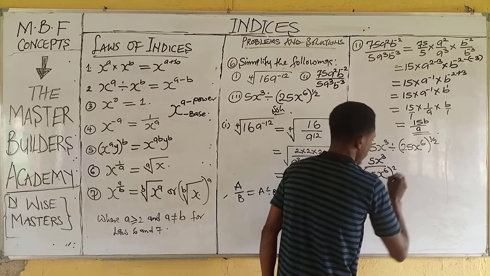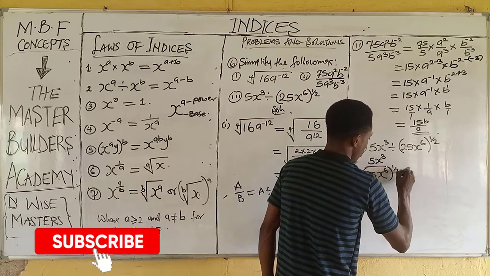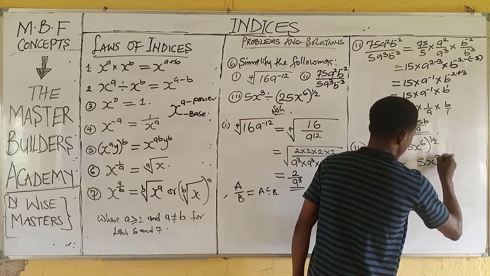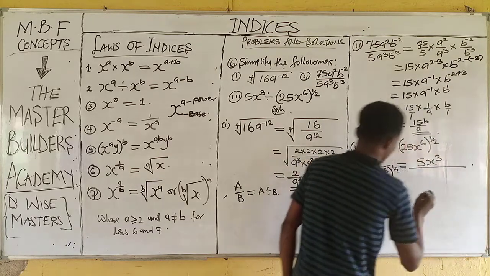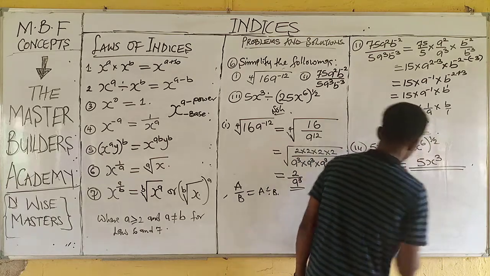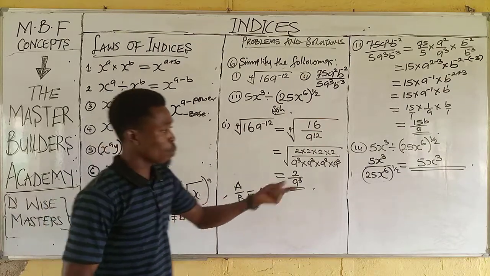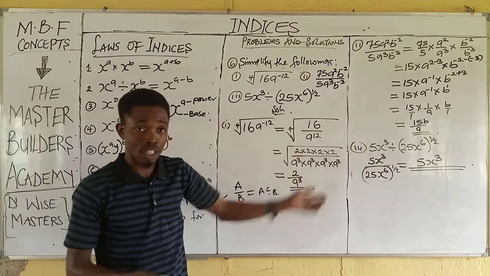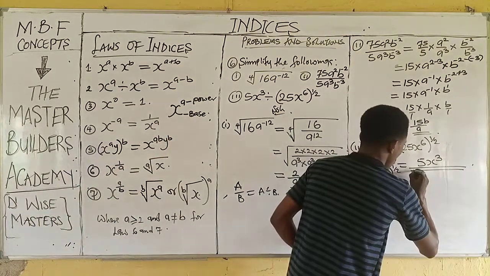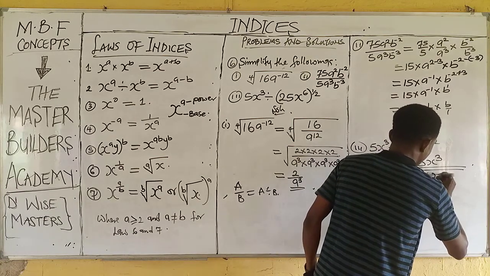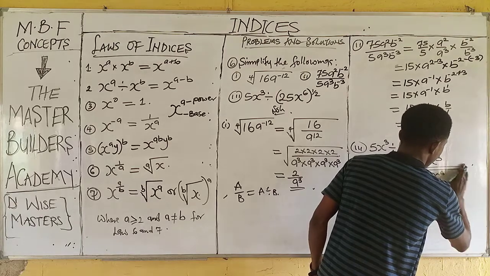Raised to the power 2. Raised to the power 1 over 2. So this is equivalent to 5x raised to the power 3 all over the square root. Don't forget that this is rule number 6, where you have a fraction, but the numerator is 1 and the denominator is 2. So we have the root of 25x raised to the power 6.